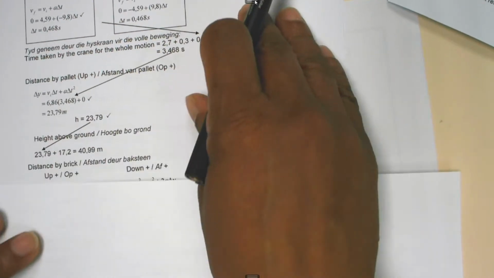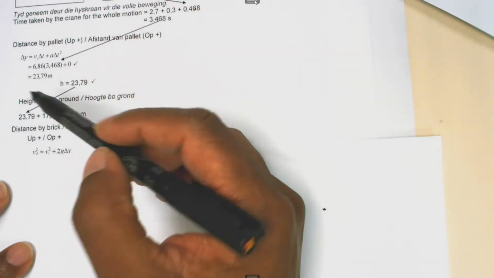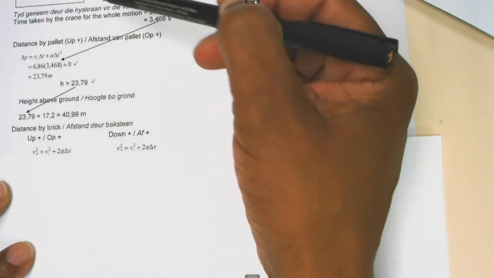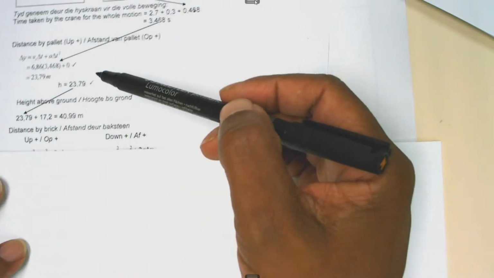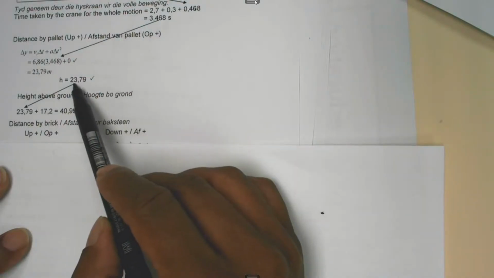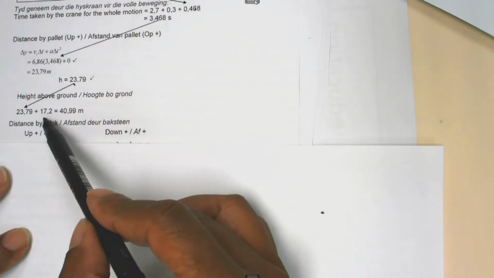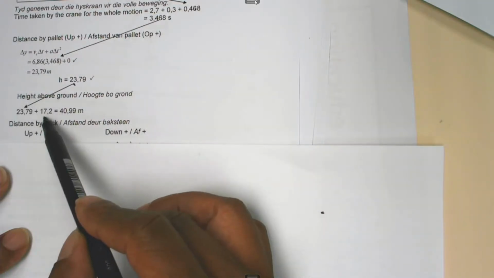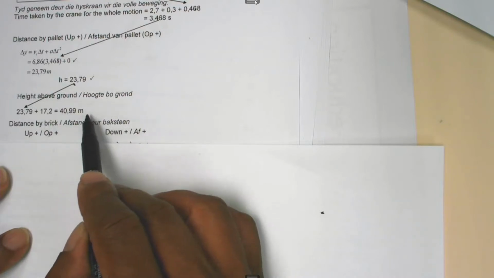Right. Now, what is happening here? Remember, this is the distance that the pallet has moved after the brick has fallen. Now, above the ground, it means it is at this distance that was calculated, but remember the brick falls from 17.2. So we have to add that 17.2 to go to the distance of 40.99. So that is where the pallet is now.